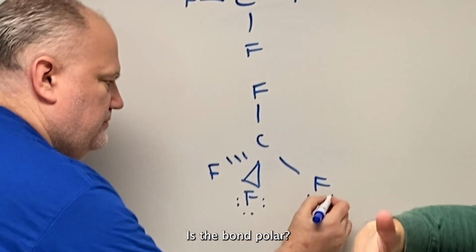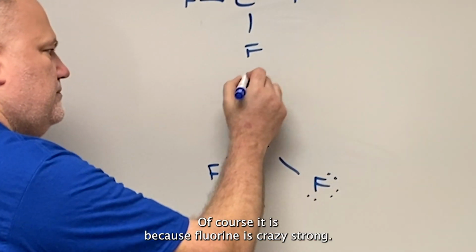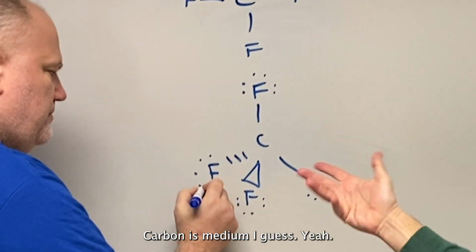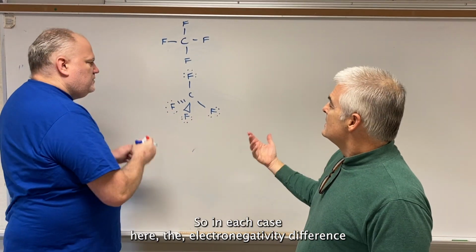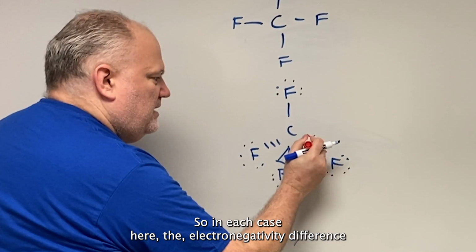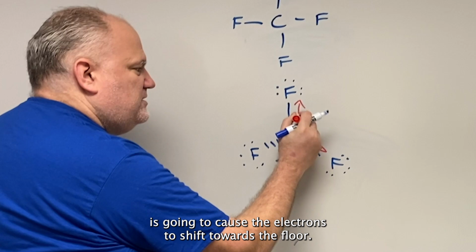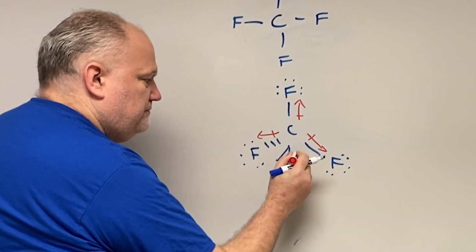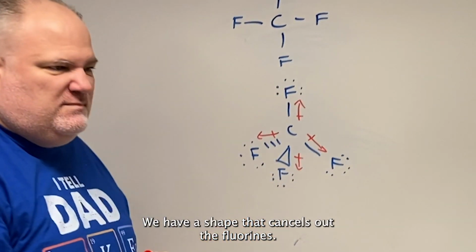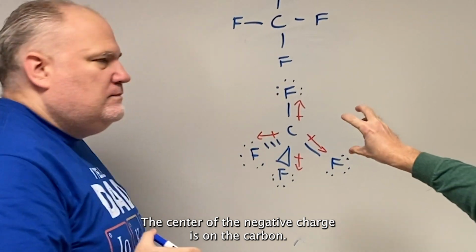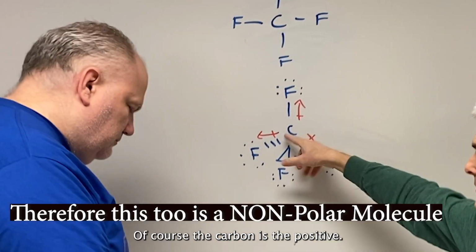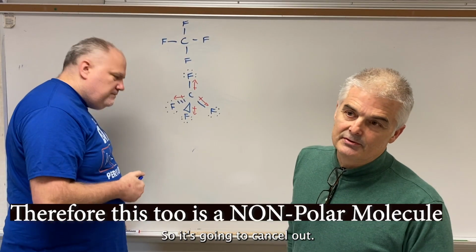Between carbon and fluorine, is the bond polar? Of course it is, because fluorine is crazy strong, carbon is medium, I guess. So in each case here, the electronegativity difference is going to cause the electrons to shift towards the fluorine. But again, guess what we have? We have a shape that cancels out. The center of the negative charge of the fluorines is on the carbon. Of course, the carbon is the positive, so it's going to cancel out.